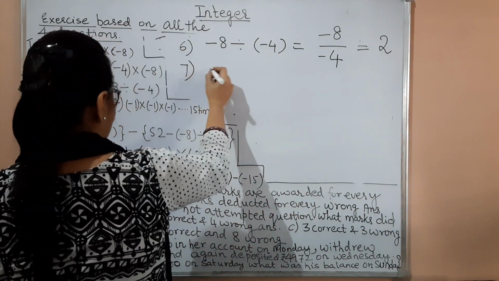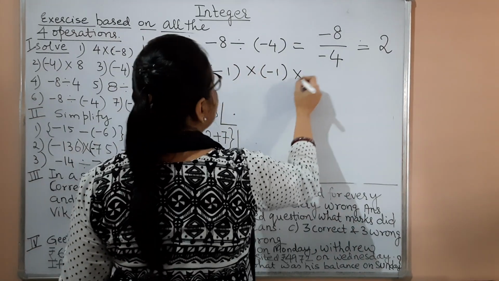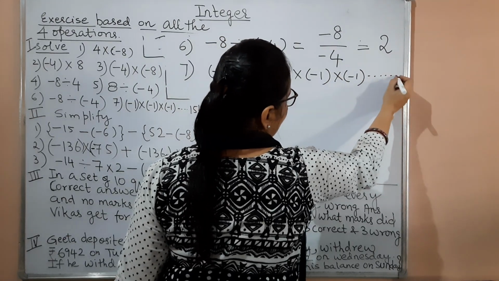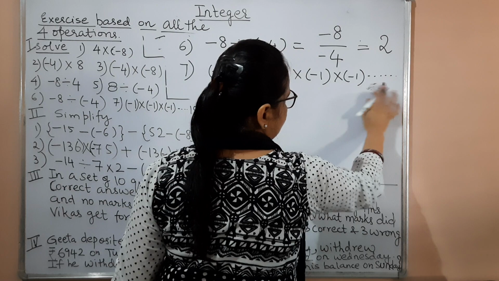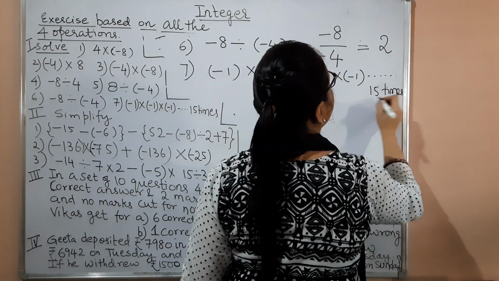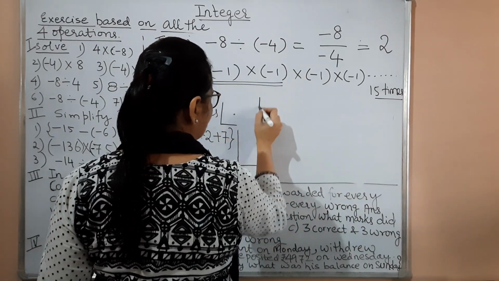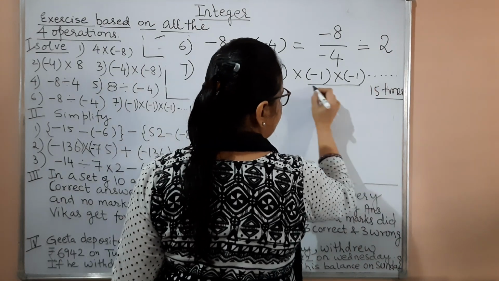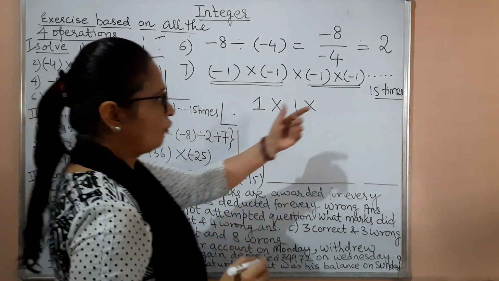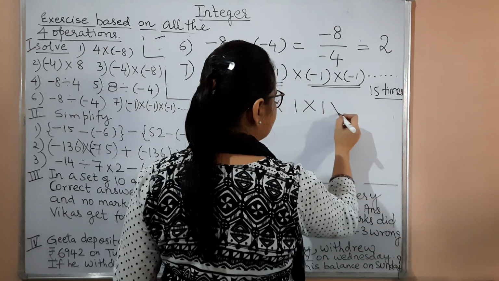Now let us do the seventh one. Minus 1 into minus 1 into minus 1 into minus 1, and this goes on for 15 times. Now what happens if you multiply two of these numbers? You are going to get 1. If you multiply the next two numbers, we get 1 again. So in this way, for 14 minus 1s, you are going to get 1 into 1, 7 times 1.